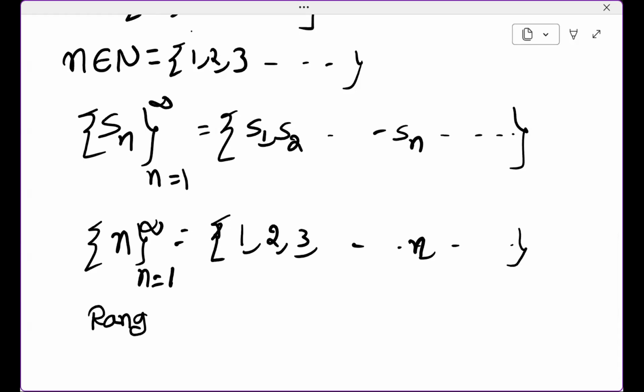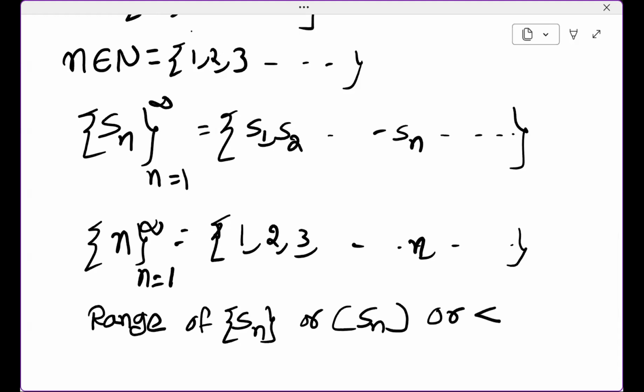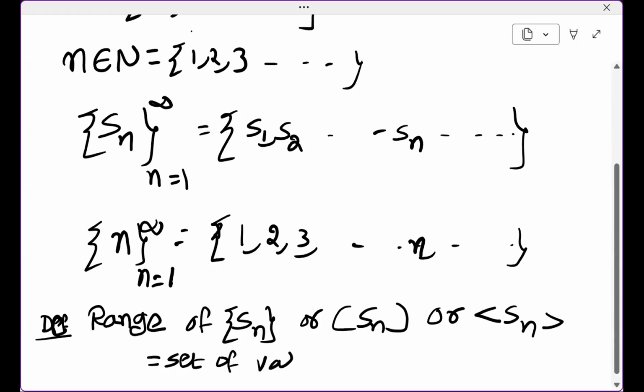As we have discussed, it is always a subset of the real number system. What is the range of the sequence? A sequence is generally denoted like this. In some textbooks, I have seen a notation like this, and in some textbooks a notation like this also. Whatever it may be, you should understand that this represents a sequence. The range of the sequence is defined as the set of different values that Sn takes, the different values of the sequence.